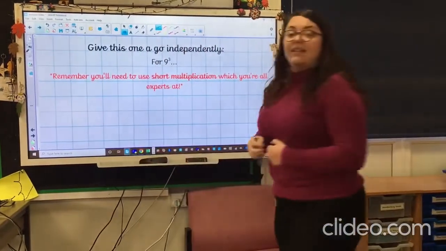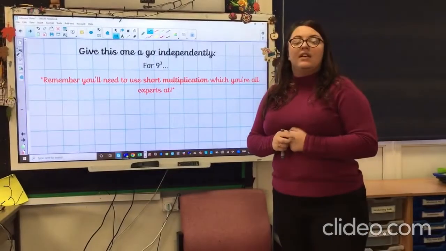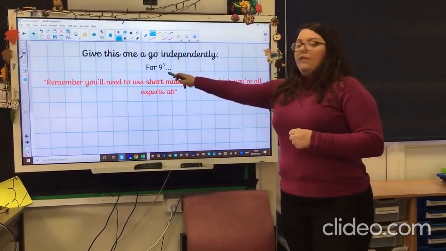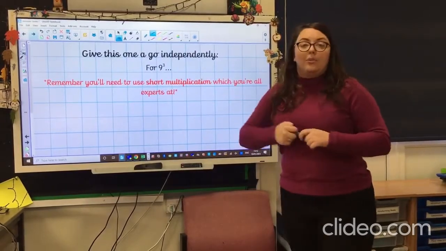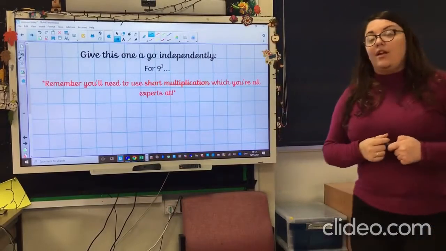Okay, now I'll give this one a go. So again, think about what numbers you have to multiply together first, and then you need to multiply your answer by that first multiplication. You'll have to use short multiplication. So pause the video and give it a go.